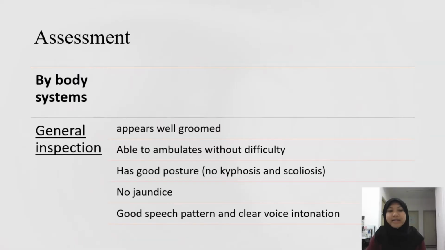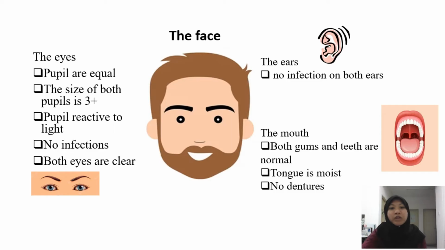Okay, next is the assessment. First is the assessment by body systems. For the general inspection, I observed that the patient appears well groomed. He is able to ambulate without any difficulty. He has good posture, with no kyphosis or scoliosis, no jaundice, and he has a good speech pattern and clear voice intonation. For the eyes, his pupils are equal.